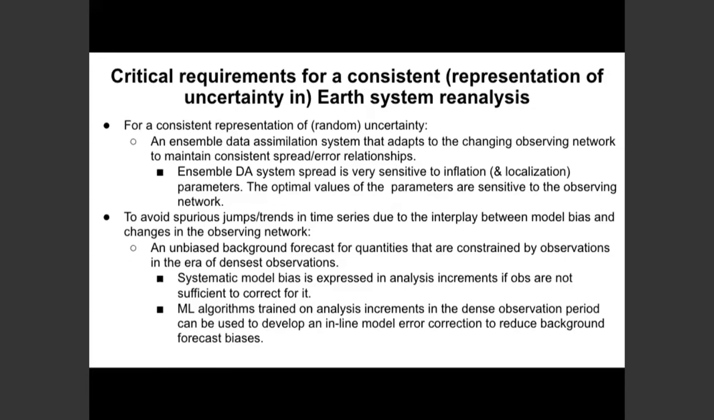increments in the dense observation period when we have observations that can correct for that model bias. And then hopefully we can apply those corrections. The whole idea here is to reduce the systematic component of the error in the background forecast using information in analysis increments. But that presumes we actually have observations that can correct for that model bias, at least in some part of the observational record.